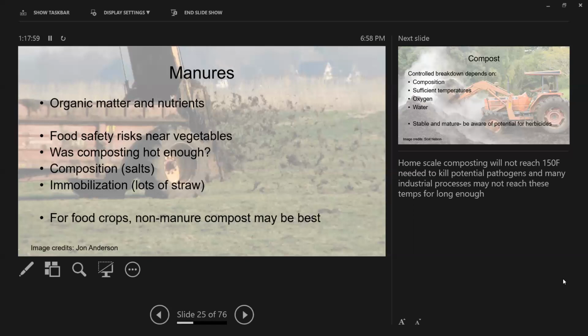Composition, salts or herbicides, basically. If the farmer has put herbicides on their fields, they've put salts. So you're going to have a lot of salts built up in those manures and in that compost. Immobilization, that goes with your carbon nitrogen ratio. If there's a lot of straw in it, it's not going to break down as fast. So you may want it to not break down as fast. So for food crops, non-manure compost may be the best.